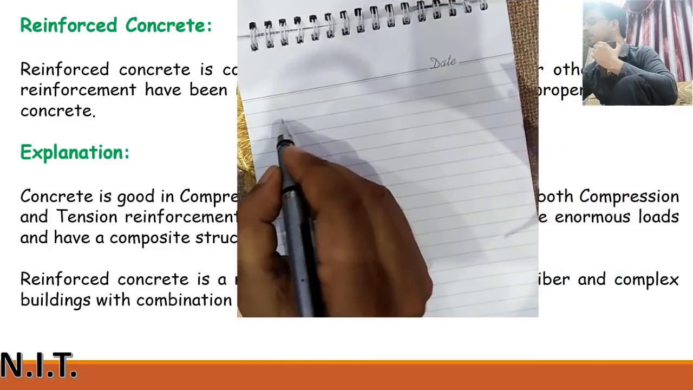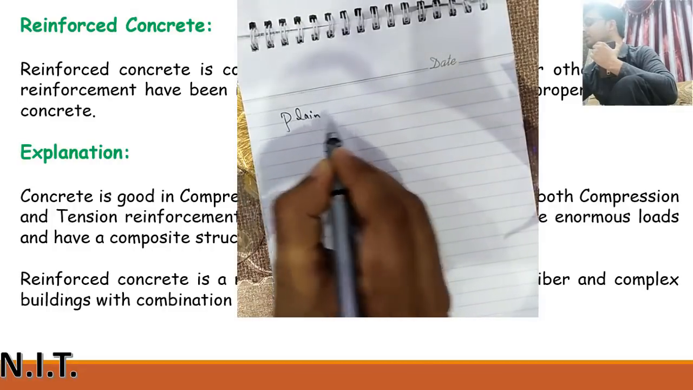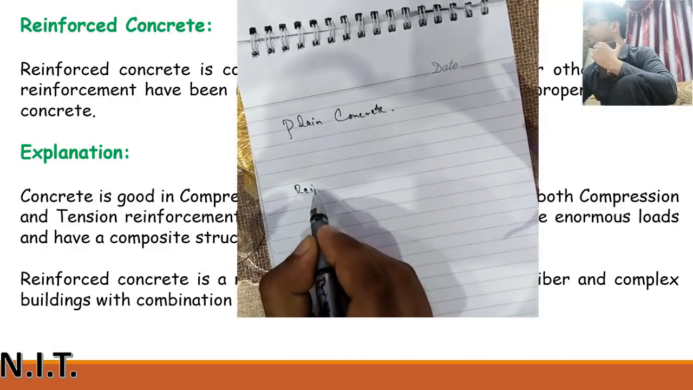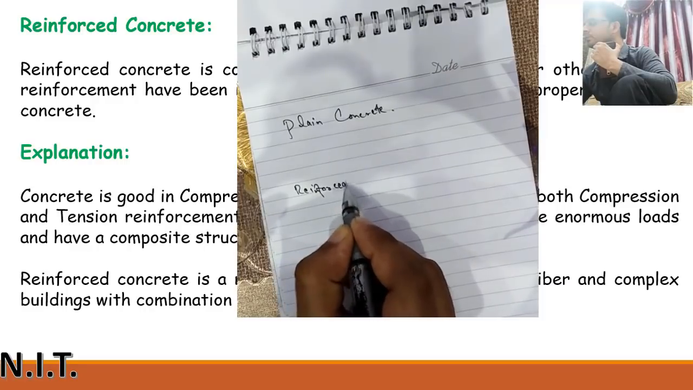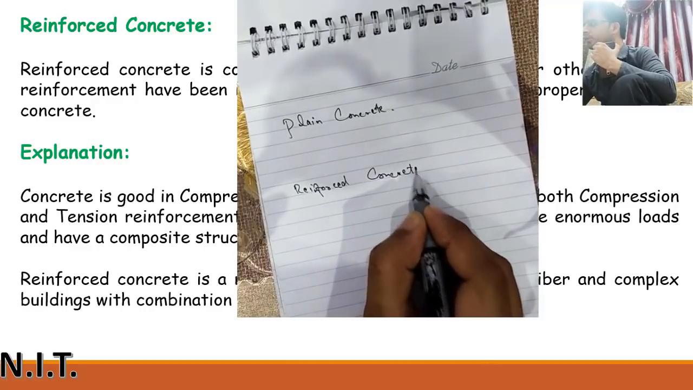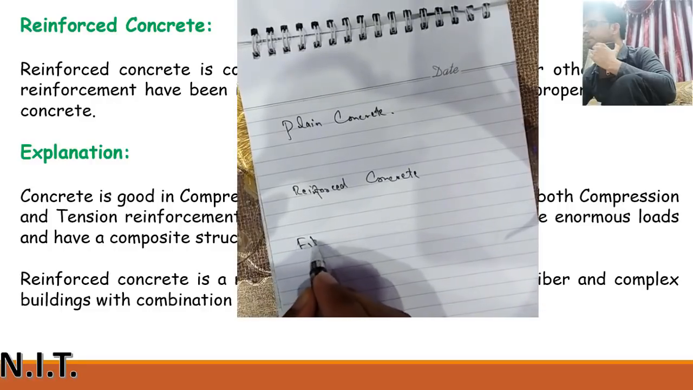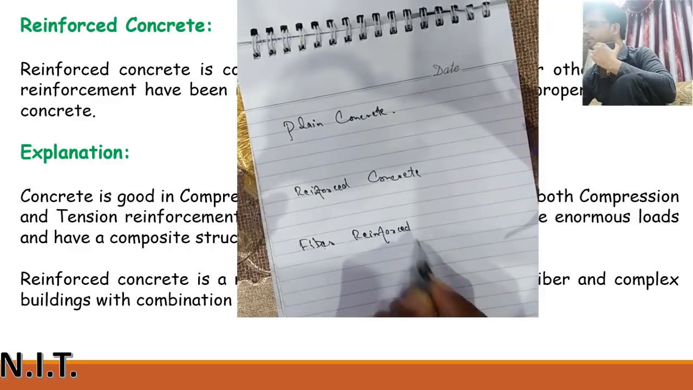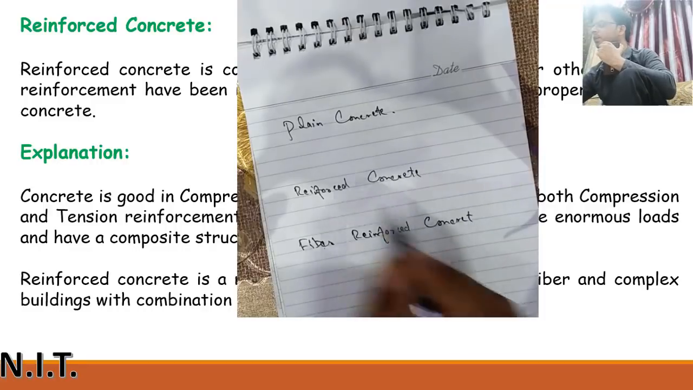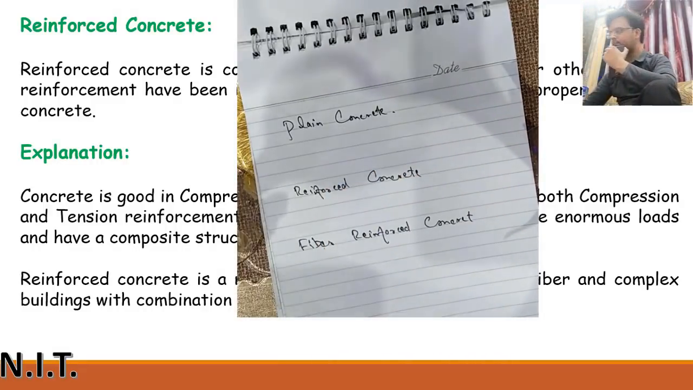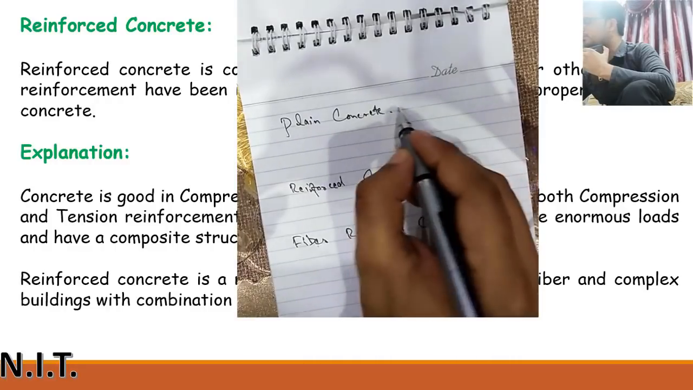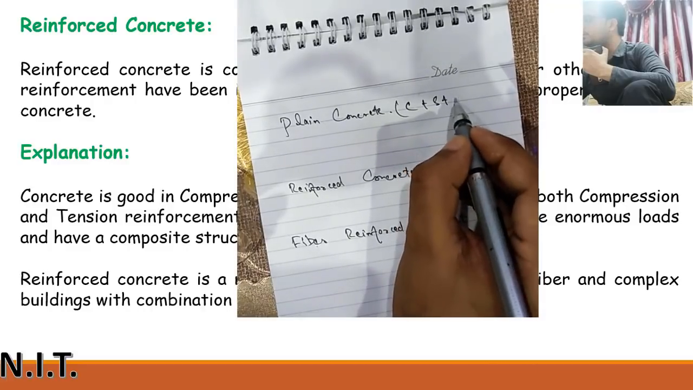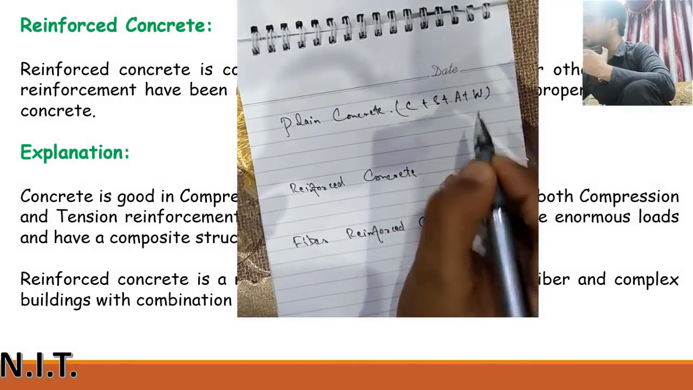There are basically three types of concrete: plain concrete, reinforced concrete, and fiber reinforced concrete. Plain concrete is a mixture of cement, sand, coarse aggregate, and water.